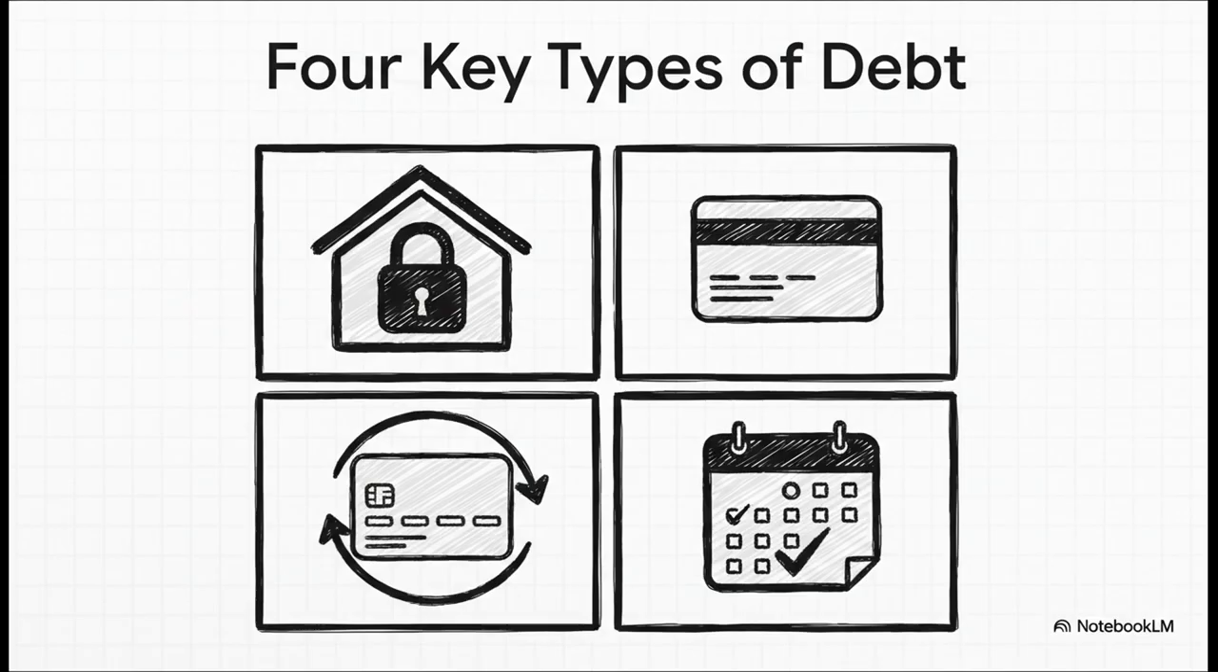Now, the guide breaks debt down into 4 main types, and it's really important to get your head around these. You've got secured debt, which is backed by an asset like a mortgage. Unsecured debt isn't tied to an asset. Think credit cards. Then there's revolving debt, like a line of credit you can use again and again. And finally, installment debt, which is paid back in fixed amounts, like a car loan.